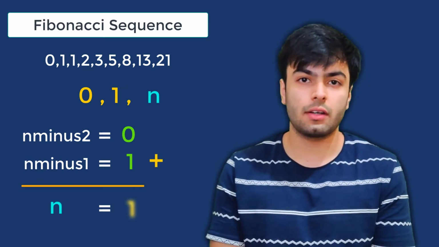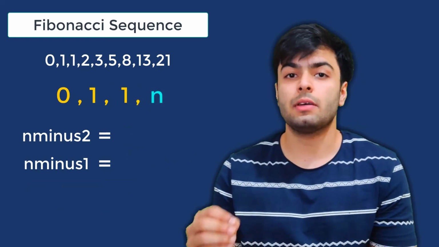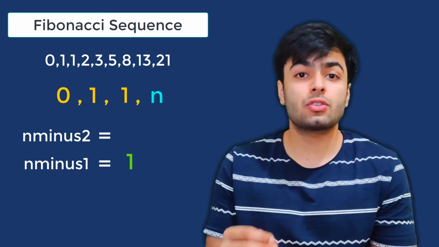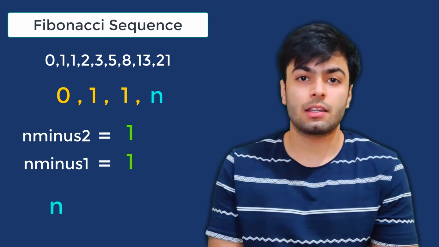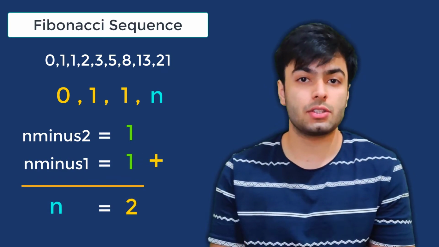This gives us 1. Now let's try and find the next term. Again, let's call this term n. We can see that n-1 is now 1 and n-2 is now also 1. Therefore, n would be 2, as it is the sum of n-1 and n-2.